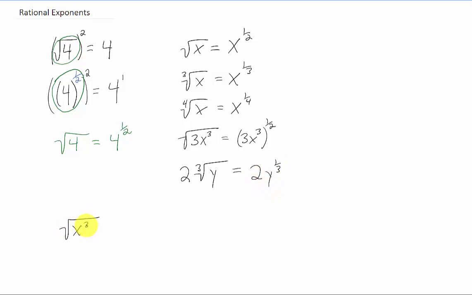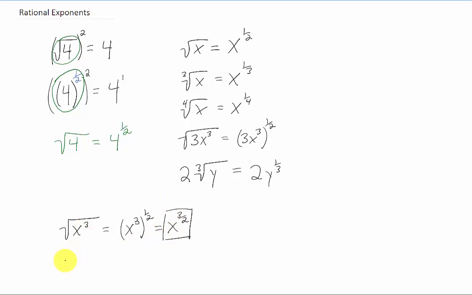Let's find a way to rewrite the square root of x cubed with a rational exponent. Well, we just learned that the square root can be written as a 1/2 power, correct? And if we think back to our rules of exponents again, this is a power on a power, so you multiply those powers. So 3 times 1/2 is 3/2. So this square root of x cubed can be written with a rational exponent of 3/2.